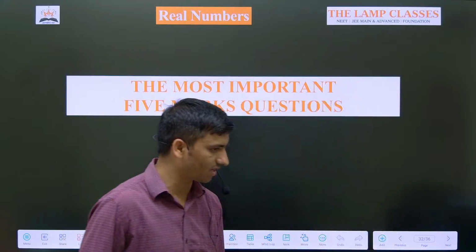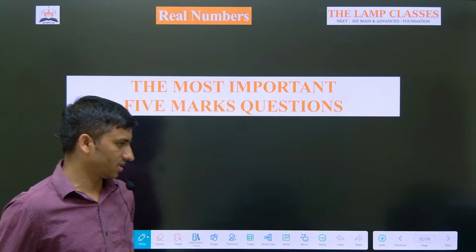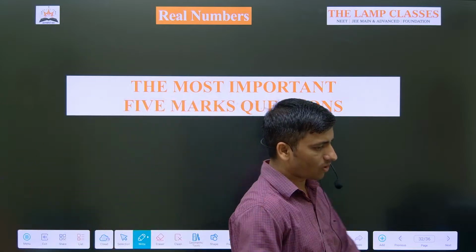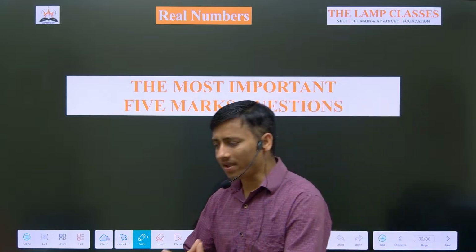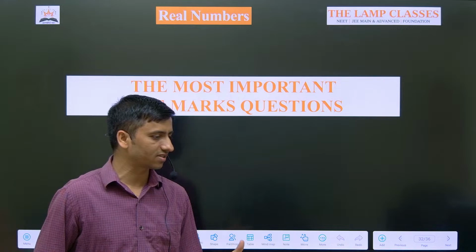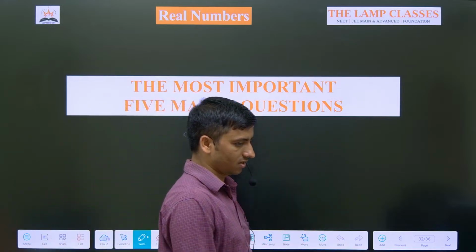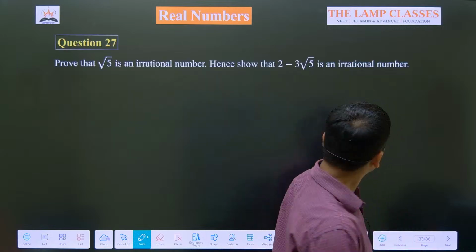Okay, so these were the 3-mark questions. Now let's do a few 5-mark questions as well. I have not taken many because from this chapter, 5-mark questions can be just to prove root 2 is irrational or root 3 is irrational, or by using that, prove some other number to be irrational. Yeah, this is the question I have taken.